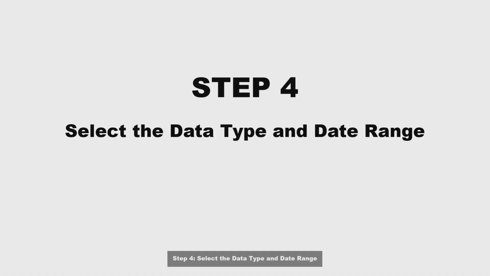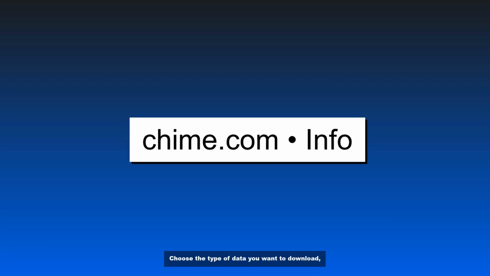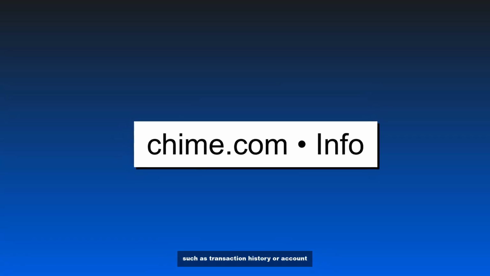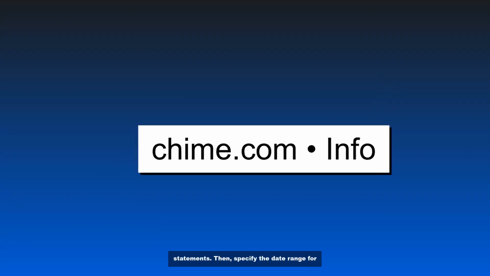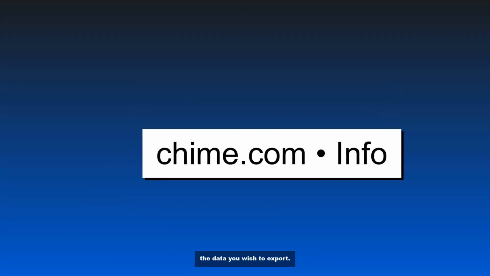Step 4. Select the data type and date range. Choose the type of data you want to download, such as transaction history or account statements. Then specify the date range for the data you wish to export.